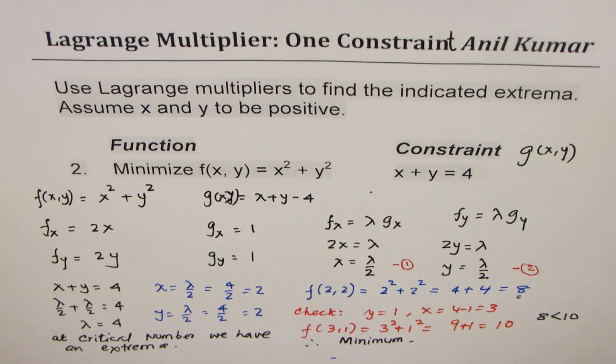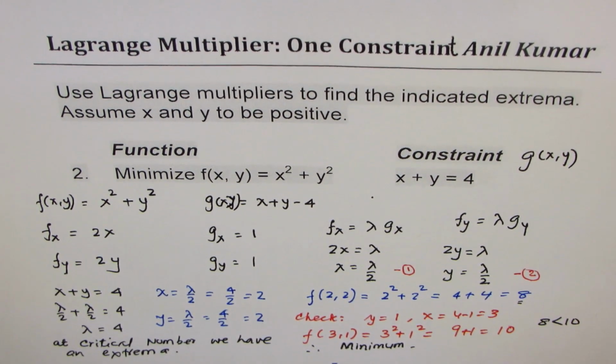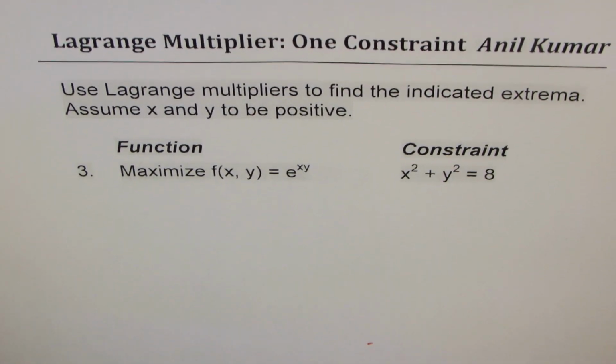So I hope that part is absolutely clear. I didn't do this in the first example. I may not do it in the other examples also, but that is how you should be doing and checking whether it really minimizes as asked for in the question or maximizes as asked for in the given situation. I hope that point is well taken. Thank you. Let's now move on with question number 3.